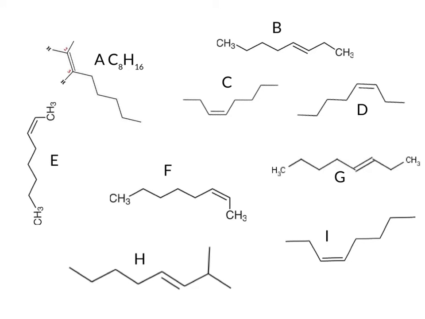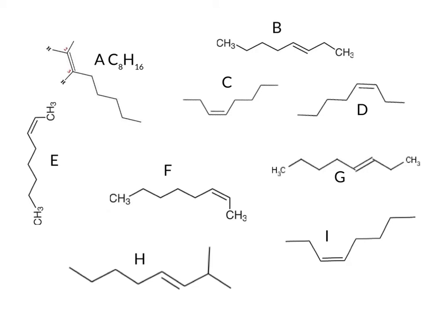So for this step, notice that all of these are monounsaturated alkenes, and that means that if we count the number of carbons, we know that the formula will be CnH2n. So go ahead and write the formula for each of these. Pause the video and write the molecular formula for each of the following. That should look something like letter A.